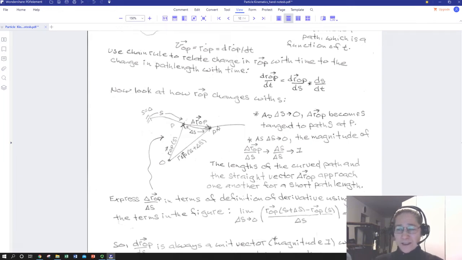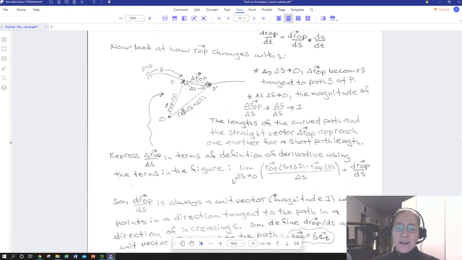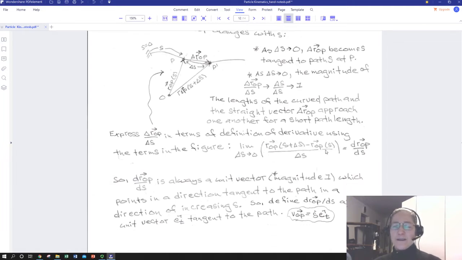Unit vector, tangent, orthogonal direction. So the length of the curved path and the straight vector approach one another. The path gets shorter, and our delta r_OP becomes more like a tangent direction. So basically, we can again express this in terms of a definition of derivative and apply these two characteristics that we could see from our blown up geometry.